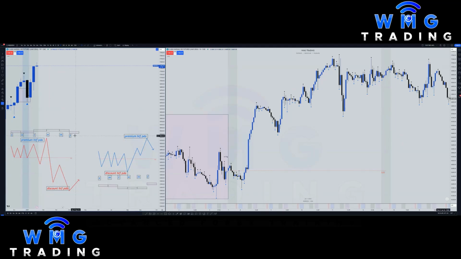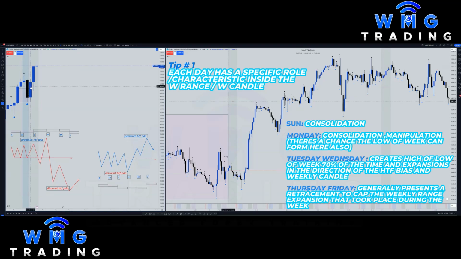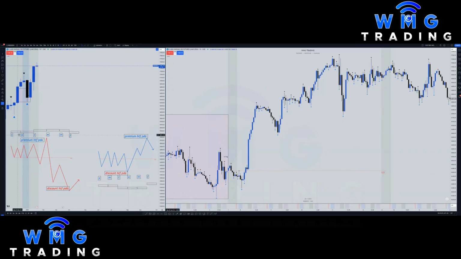What are these letters up here? In the weekly range, each day has a characteristic inside the weekly candle, which creates the weekly range. Each day has its own daily range, which we'll get into later in this episode. Those characteristics are: Sunday is consolidation, generally. Monday generally creates a consolidation as well, or manipulation against the bias for the week, assuming you know what the bias is. And then Tuesday presents the high or low of the week, generally, or Wednesday. Tuesday and Wednesday present the high or low of the week, depending on bias, 70% of the time.